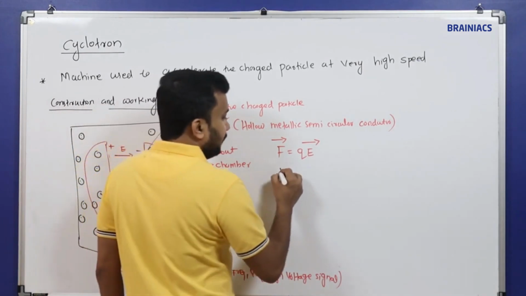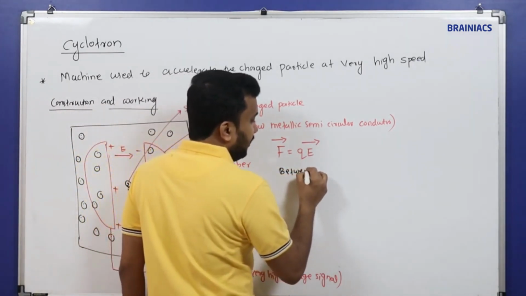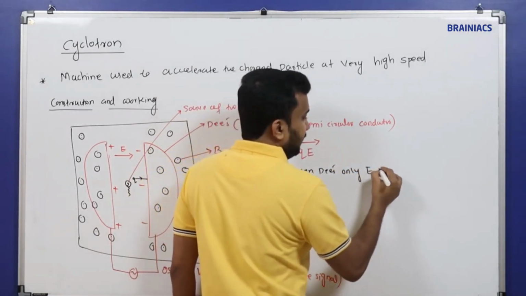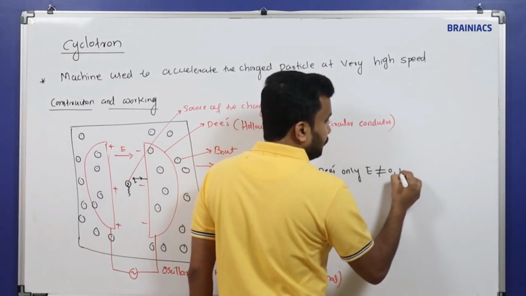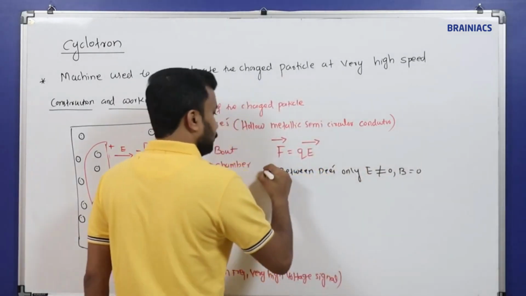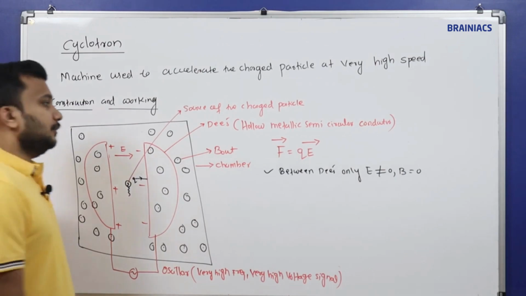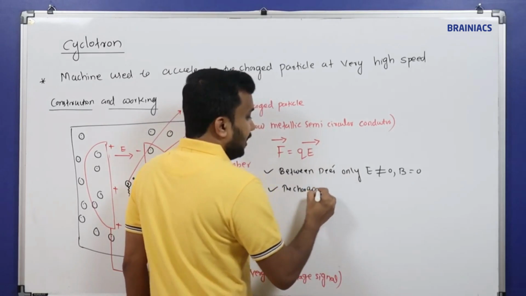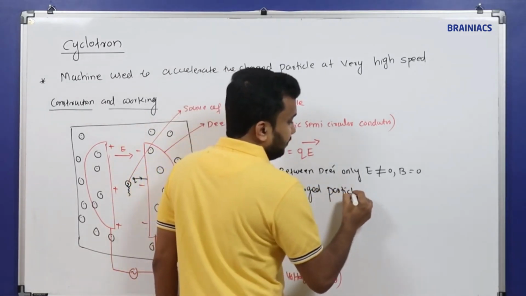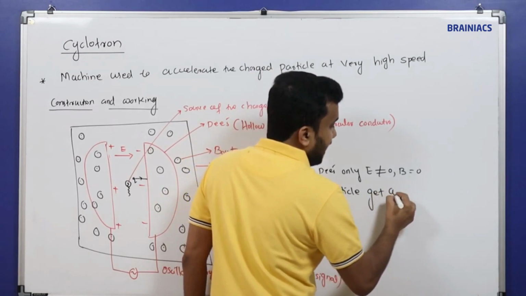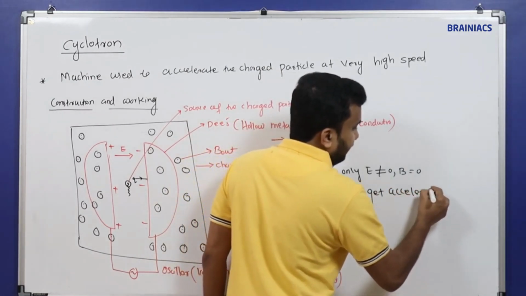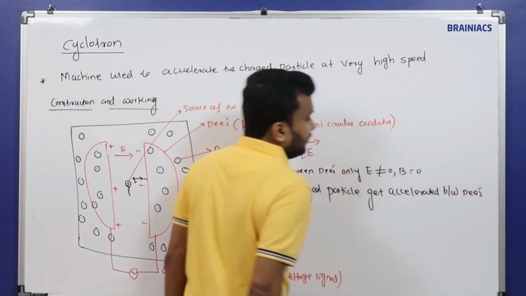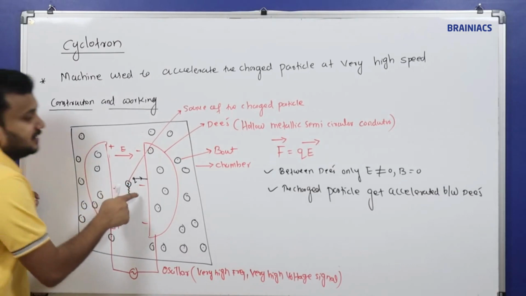So we can say that between the D's there is only E, which means E is not equal to 0, but B is equal to 0 between the D's. So what will happen to the charged particle? Charged particles get accelerated between the D's. If you know the story, you can write it down. So this will get accelerated.